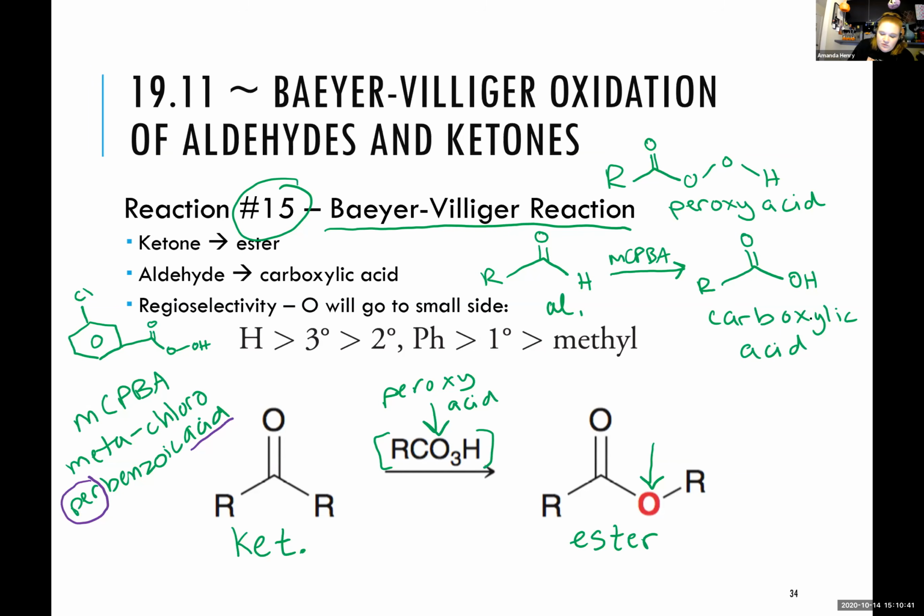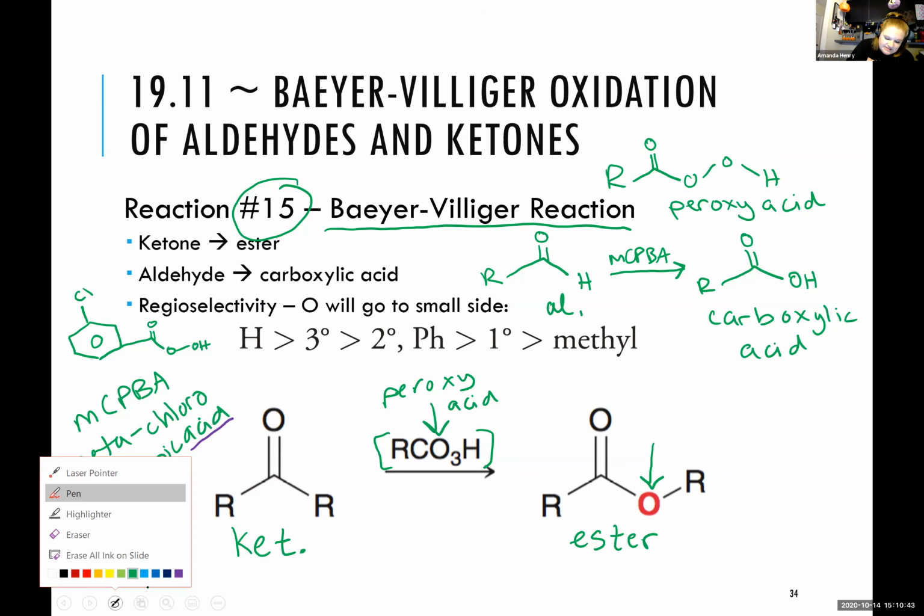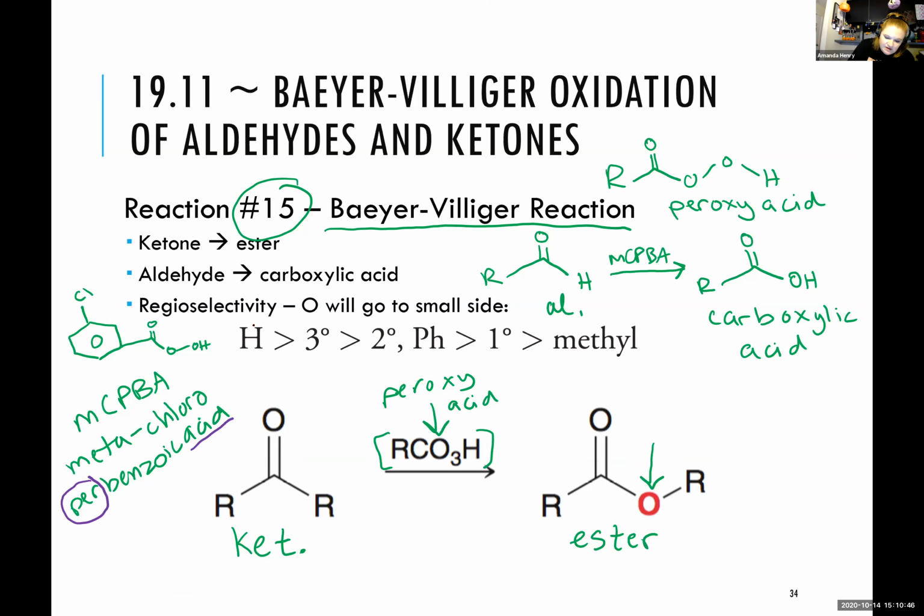Regioselectivity. How do we decide where that oxygen goes? What side is it going to go to? If there's a hydrogen, so if there's an aldehyde, it will always go to the hydrogen side. So for an aldehyde, we will always make a carboxylic acid. It's not going to make an ester. It's not going to go to the R side of our aldehyde. This is because hydrogens are small, so they're easily moved around. This will make a little bit more sense when we look at the mechanism on the next slide, but it has to do with their size.